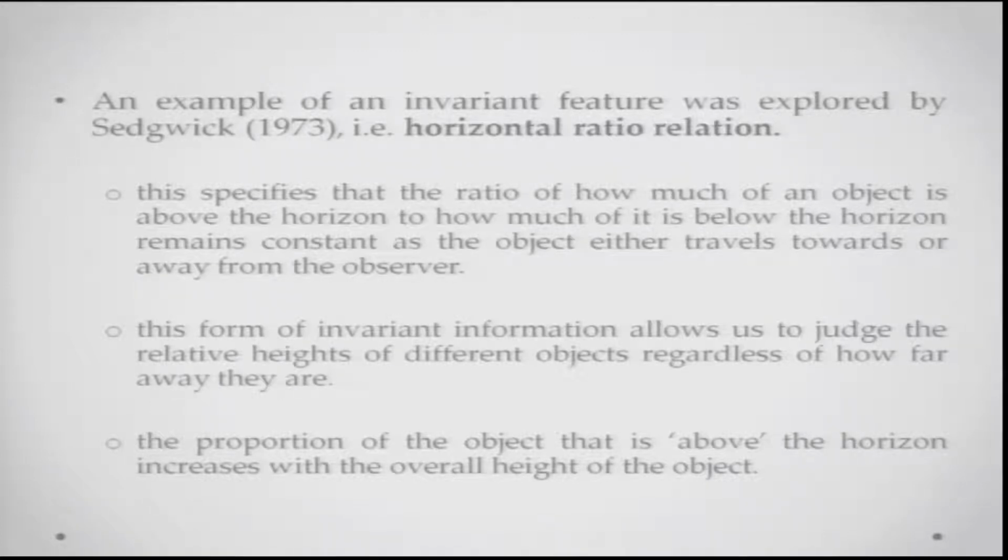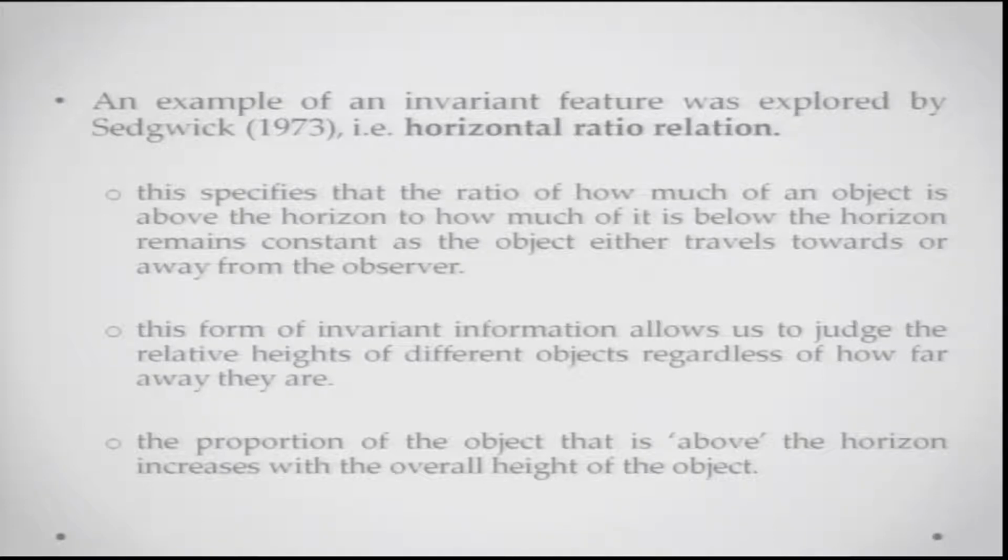from the observer. So suppose I'm standing at this end of the room, there's somebody standing at the far end, and the person is moving towards me or the person is moving away from me. This ratio of how much of this person is above the horizon versus how much of this person is below the horizon is going to be constant. This form of invariant information allows us to judge the relative heights of different objects and people regardless of how far away from us they are.